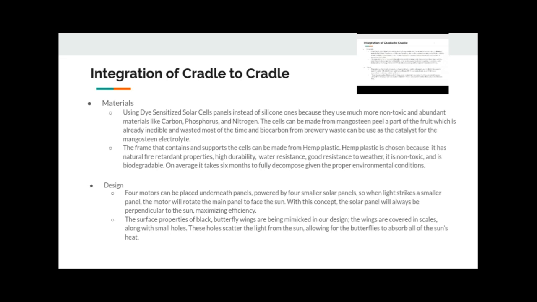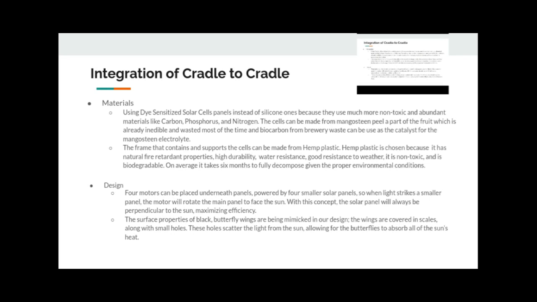I'm Pablo, and I'm basically going to talk about the integration of cradle to cradle into our design. To integrate cradle to cradle into our design, we decided that we needed different kinds of solar panels. We couldn't use the silicone ones because they're extremely bad for the environment. They create a lot of pollution. They reflect a lot of heat, creating hotspots that can actually kill birds and insects.